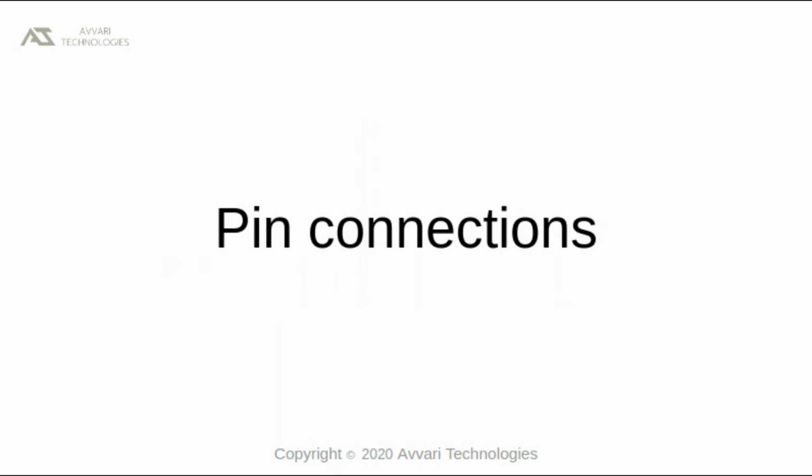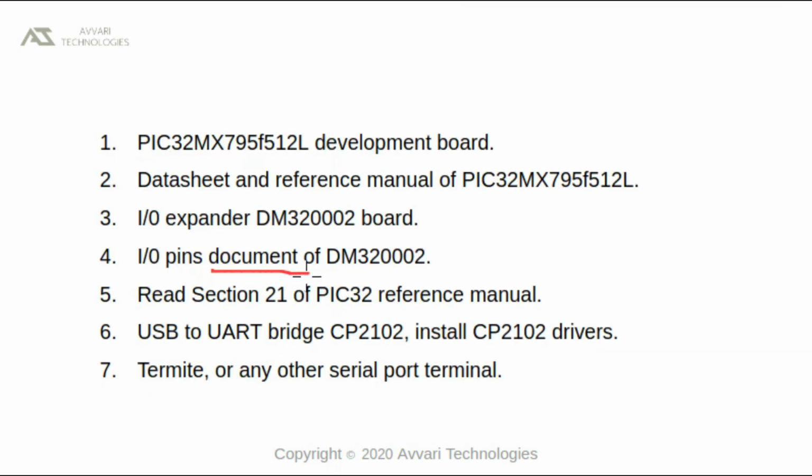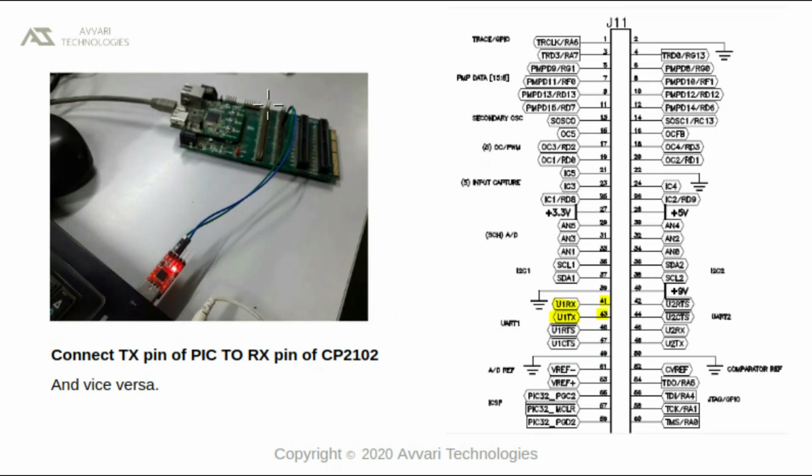Now let us see the pin connections. This diagram is given in the document of DM32002. Here we can see this is J10 and this is J11. In J11, pin 41 is for reception and pin 43 is for transmission. So you need to connect the transmission pin to the reception pin of the slave, and you need to connect the reception pin of master to the transmission pin of the slave.